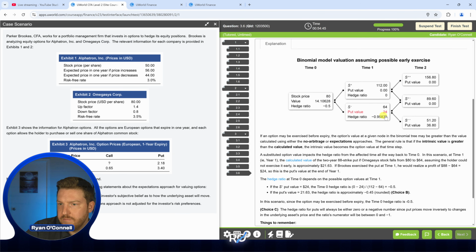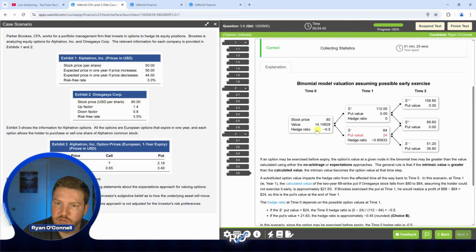There's a little bit more explanation about all these. It could give you a hedge ratio if we wanted to look at this time. But yeah, we can see we got 0.5 right at that time.